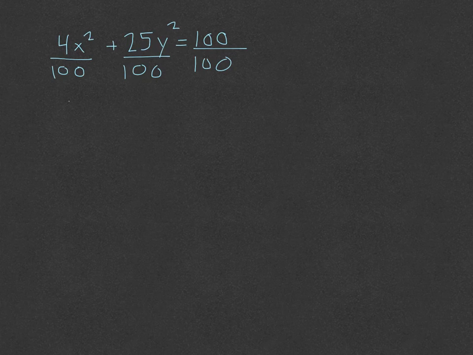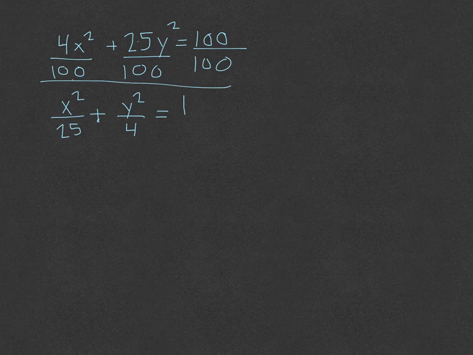So I go ahead and simplify that. 4 goes into 100 25 times. 25 goes into 100 4 times. And then the right side equals 1. So that is how I alter this equation if it does not equal a 1. Now we have our center at 0, 0. X's radius, which we call a, is 5. And y's radius, which is b, is 2.